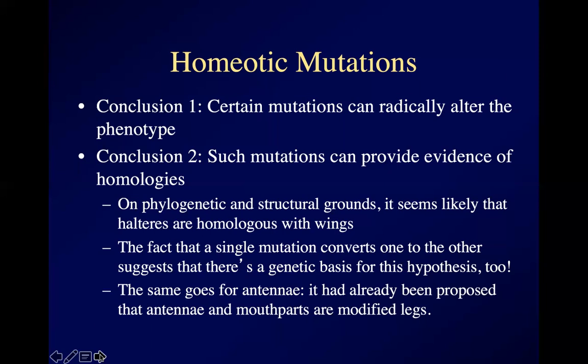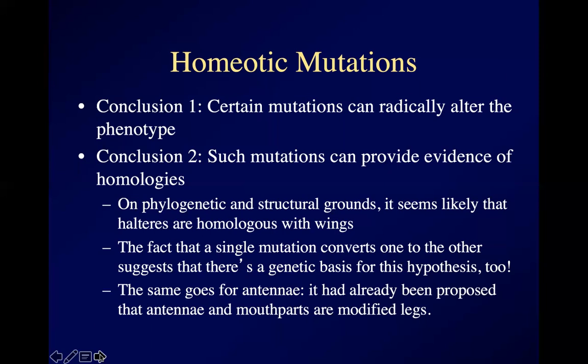So going back to the fruit fly, we already think that halteres are highly modified wings. They don't flap. They're not used in generating power for flight the way that wings would be, but they're in the position where wings would be. They're in the same position as that second pair of wings would be in other groups of insects. And the fact that a single mutation can convert one to the other suggests that there's a genetic basis for what we call homology.